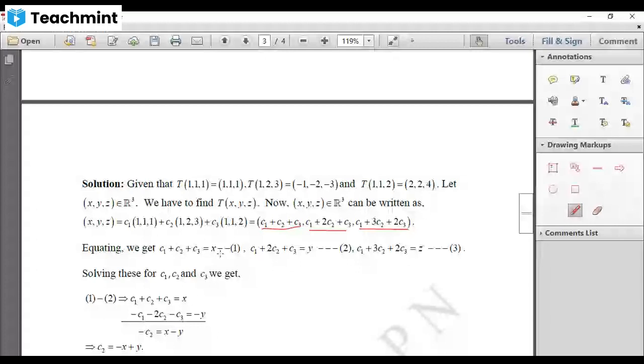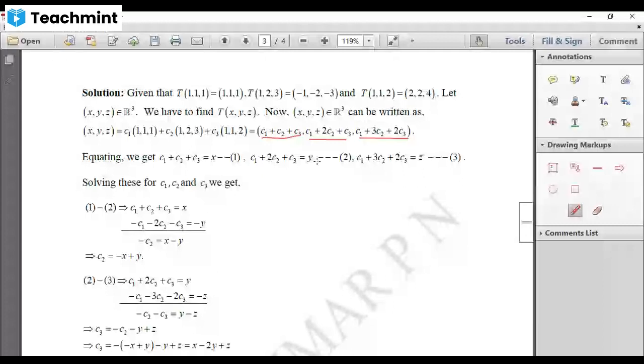Now let me solve 1 and 2. Let me find 1 minus 2. I'll subtract this, so C1 cancels, and C3 also cancels because I'm subtracting it. So C2 minus 2C2 is -C2. Since I'm subtracting, you'll get the minus sign here. So x - y. But we want C2, which is nothing but -x + y. So we got C2. Now the remaining task is to find C1 and C3.